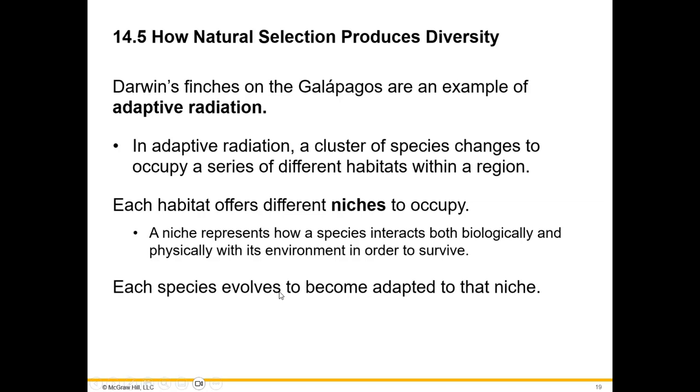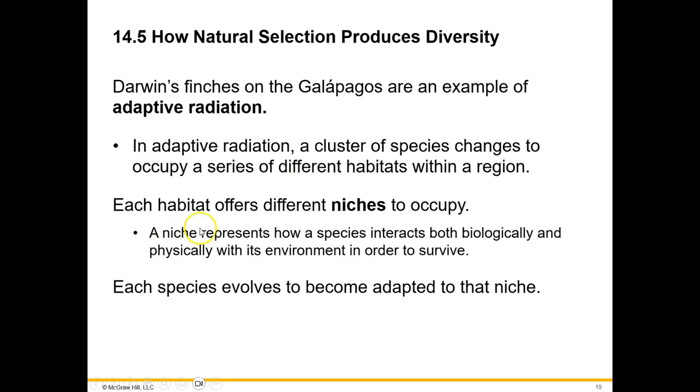Darwin's finches on the Galapagos are a pretty perfect example of adaptive radiation. This is basically the idea of taking a single cluster of species and then observing the changes as it occupies a series of different habitats within a region. So you could imagine we drop one kind of bird close to the Galapagos Islands, and from there the offspring spread to adjacent areas with different kinds of habitats, and then develop different traits to suit those habitats.